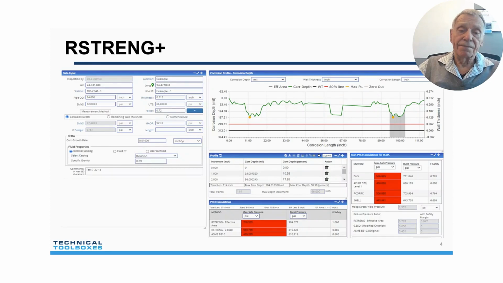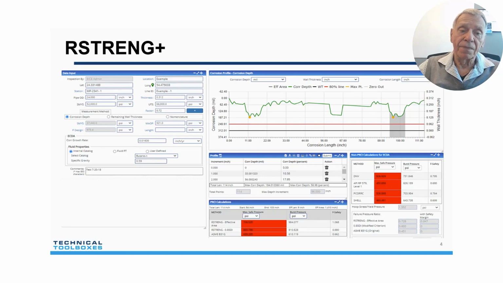This is a picture or user interface of RSTRENG Plus. And as you could see, it shows the plot up on the right-hand corner of this long length corrosion. And below you can see the areas in red where it fails the maximum operating pressure, both on the ASME B31G and modified B31G calculations, along with the other calculations.